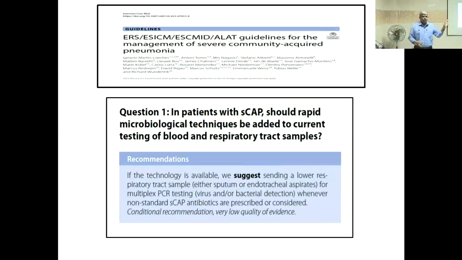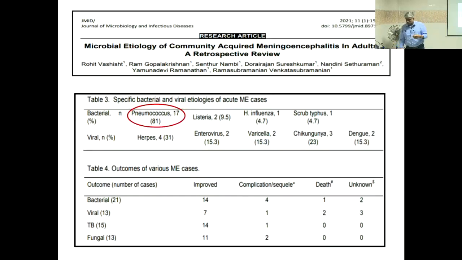So we need to be aware of that. It's quite clear when the European guidelines were asked whether we should rely upon these PCRs to diagnose pneumonia, they gave a very conditional recommendation with low quality of evidence. We don't need to rely upon that for making a diagnosis of pneumonia. So going on to another syndrome, meningoencephalitis.